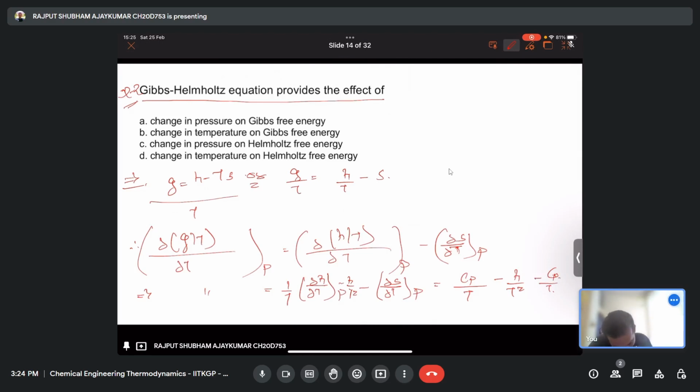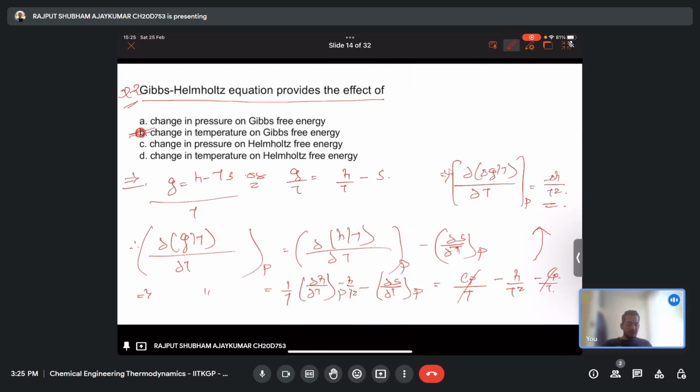Okay, so what will happen is that if I take this and try to, it will be del of del G by T del T at P equal to minus delta H by T square. Okay, so this and this cancel out, and there will be change in the enthalpy with respect to the constant. So the correct answer for this one is the change in the temperature on the Gibbs free energy. So this is the correct answer.